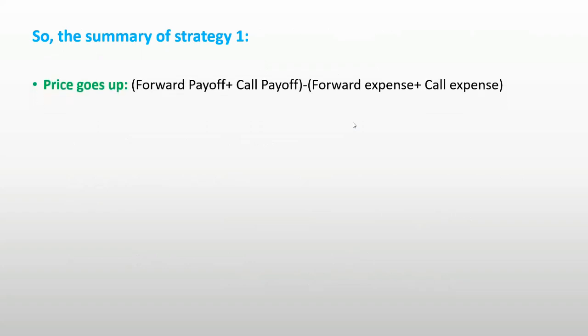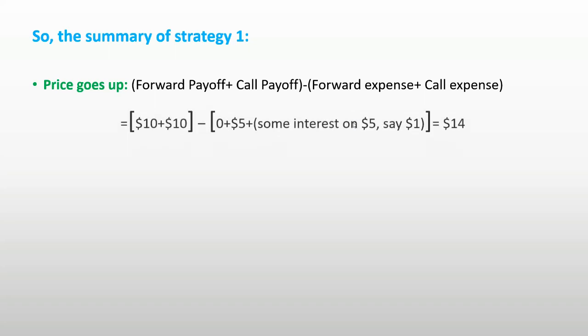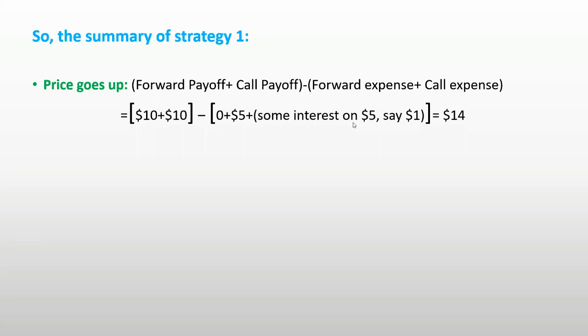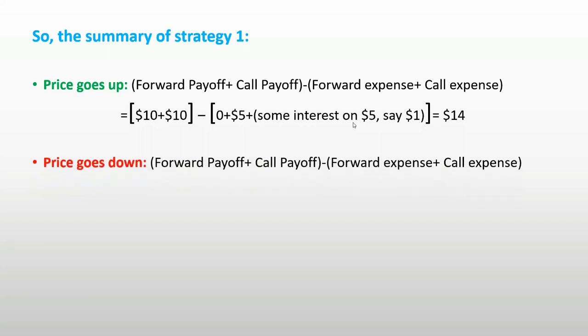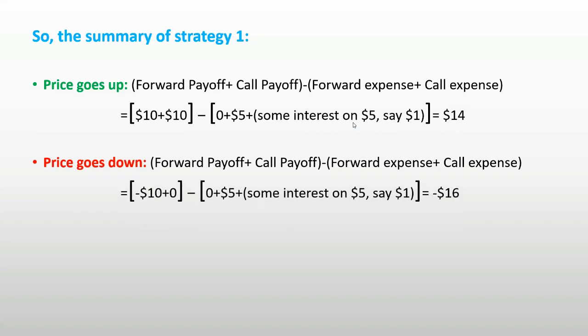So what is the summary of strategy 1? If the price goes up, payoff from the forward plus payoff from the call minus all expenses, that is $14. And if the price goes down, the result is negative 16. That is not payoff, actually profit. So we can see when the spot price goes up, we make $14 profit, and when the price goes down, we make a loss of $16.